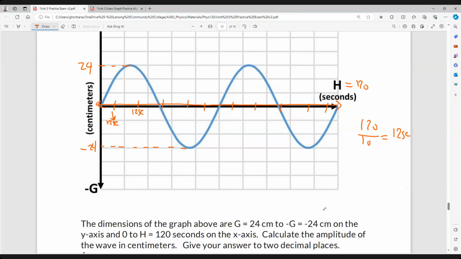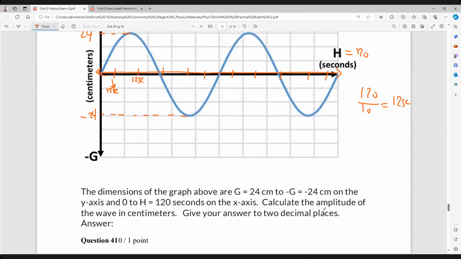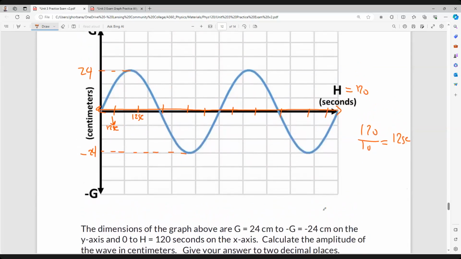But what it is asking us to calculate is the amplitude. What was the amplitude? The distance from here.